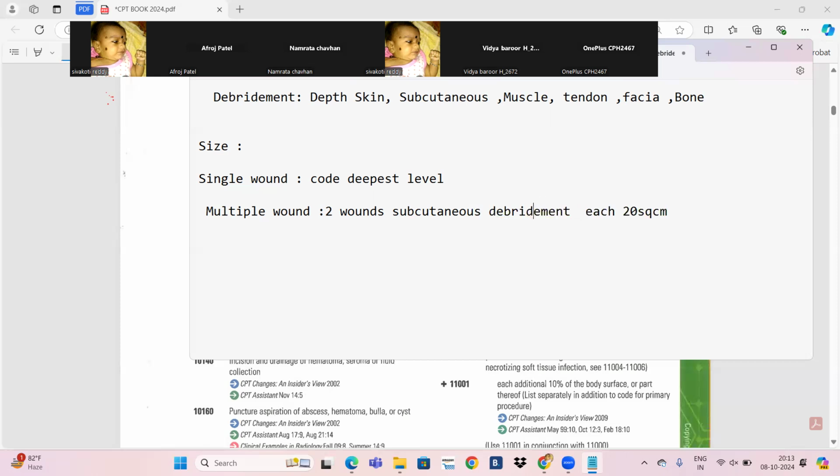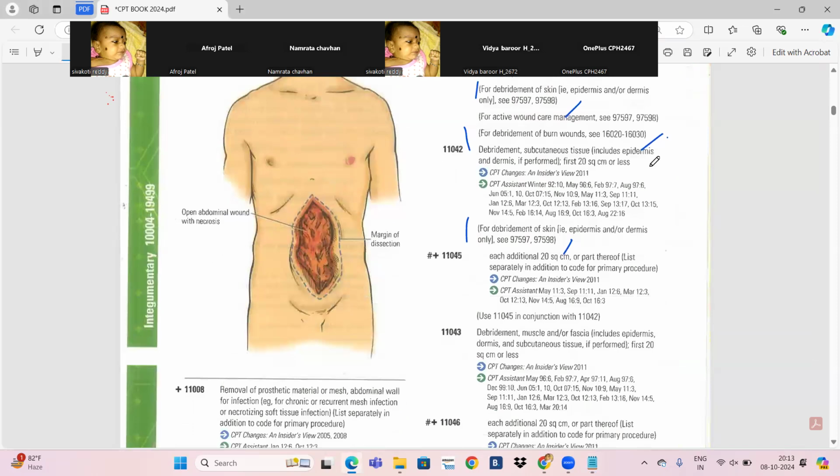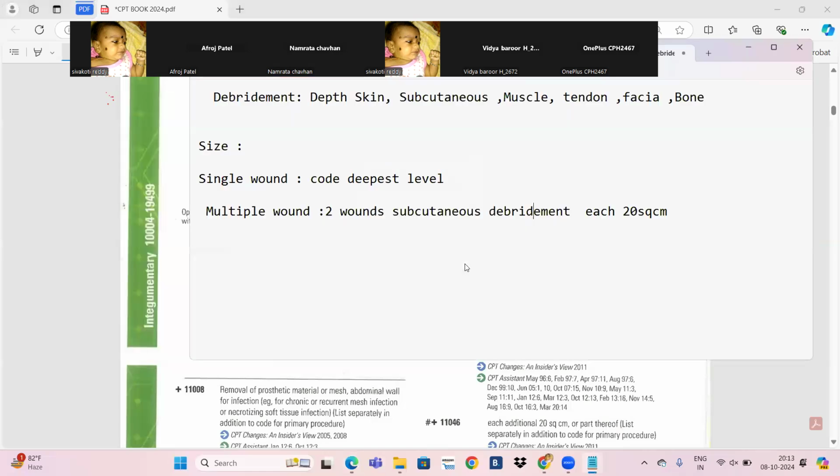So which means you need to code for 40 square centimeter. For 40 square centimeter, you need to code subcutaneous 11042 and 11045. For plus symbol codes, which are add-on codes, no need to give a modifier.